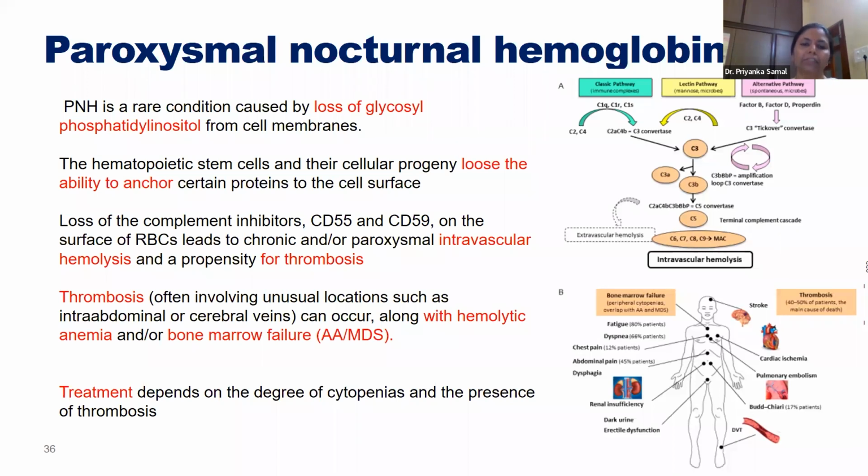So there are conditions where you can have even a bone marrow failure, that is aplastic anemia and MDS, and treatment depends upon what spectrum the patient has presented in a case of PNH. So you can see the classic pathway, the lectin pathway, as well as the alternative pathway, all of them are affected in a patient with PNH, as a result of which there is intravascular hemolysis, and the other aspects of it are the bone marrow failure and the thrombosis.